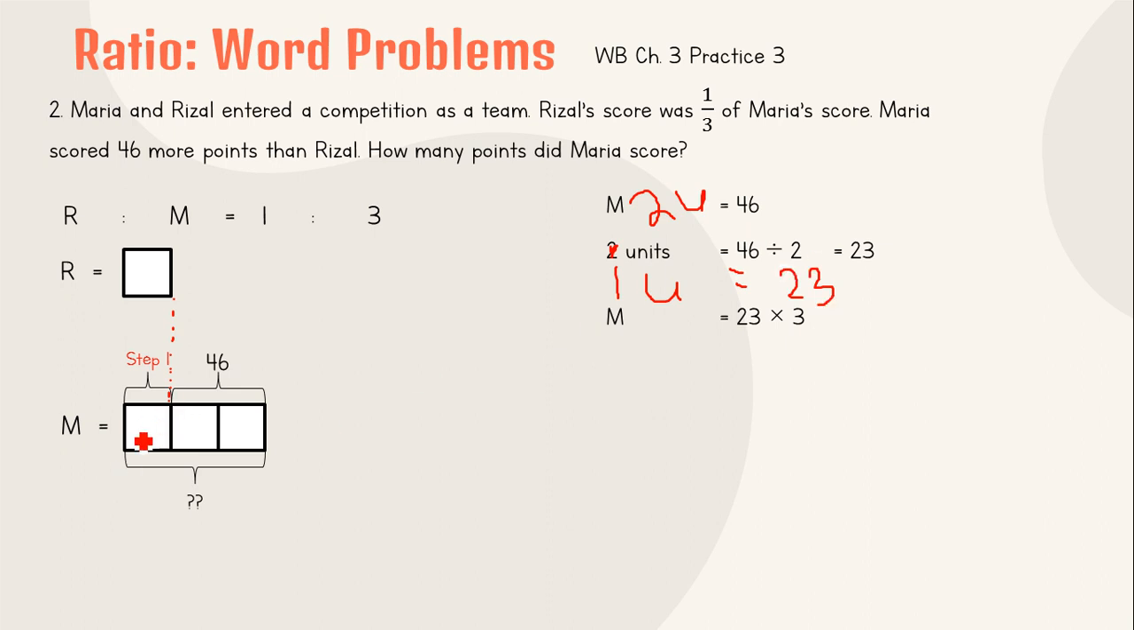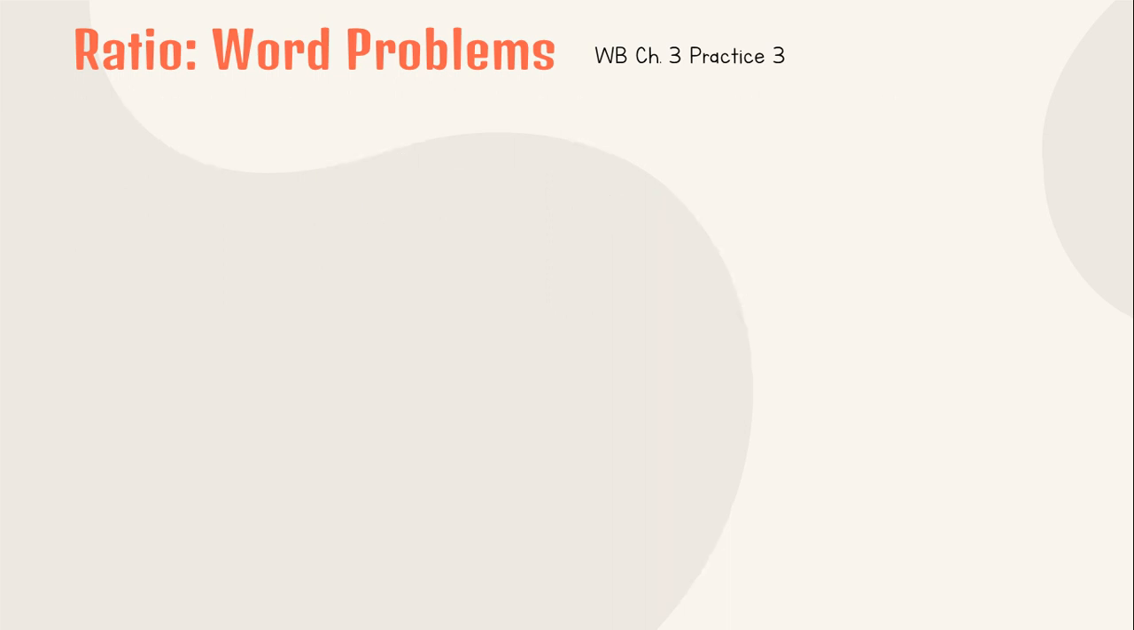Now, how about Maria? Maria has how many boxes? How many units? 3 units. So 23 times 3 equals 69. So Maria scored 69 points.